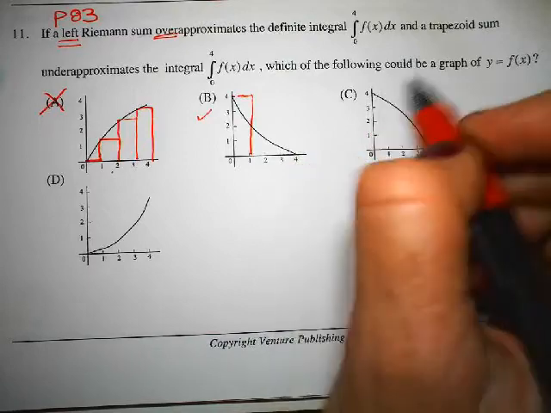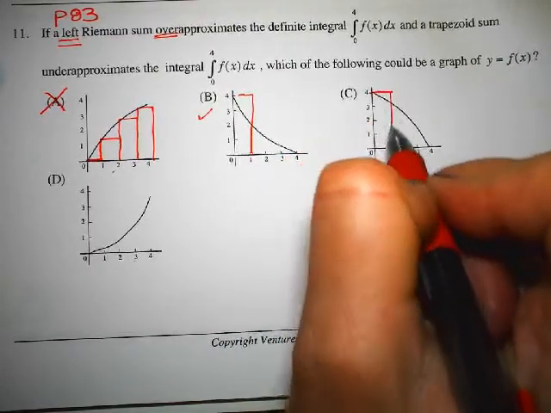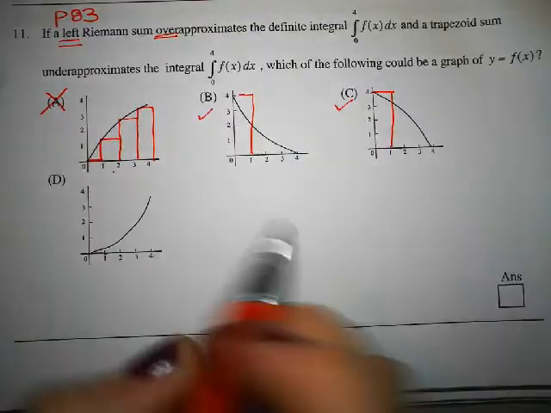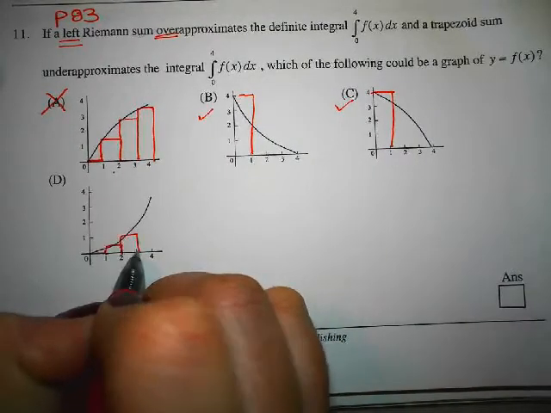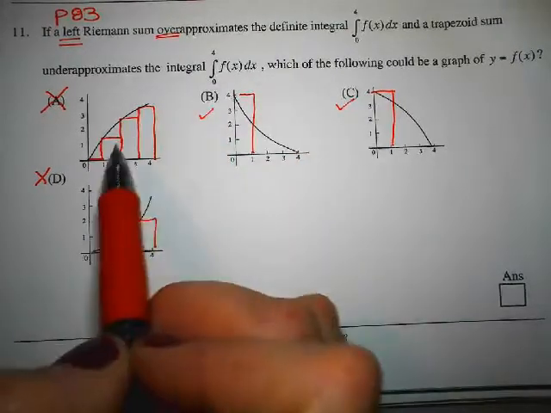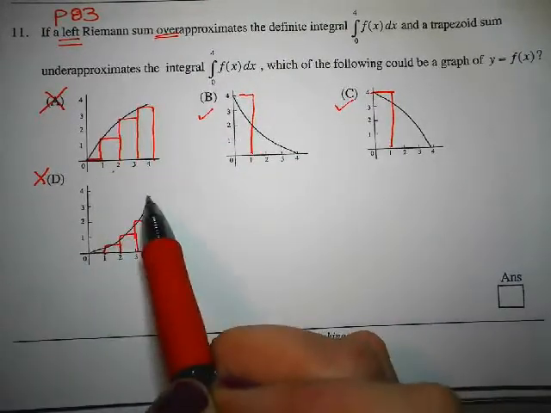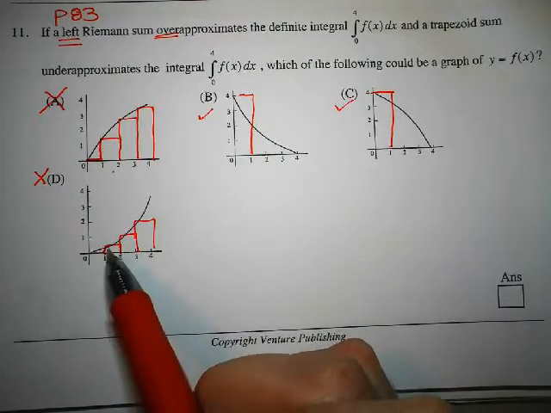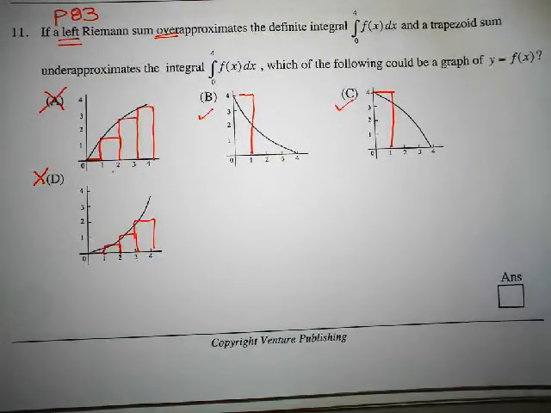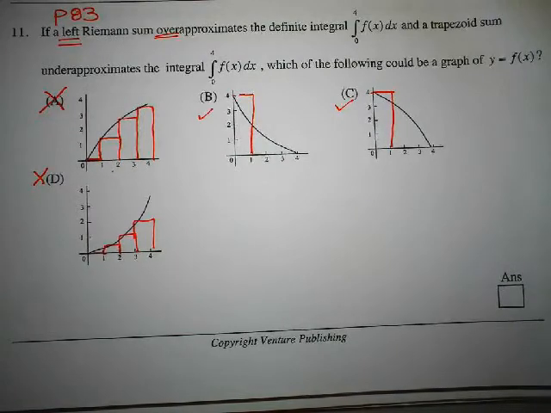Let's try this one. My left-hand Riemann sum is over, that's good. Over here in part D, my left-hand Riemann sum is going to be under. One thing you might notice is that if the function was increasing, the left-hand Riemann sum was under. And if the function was decreasing, the left-hand Riemann sum was over. So I've done my left-hand Riemann sum, and now I need to think about trapezoids.